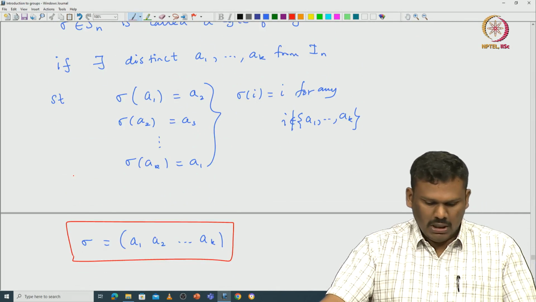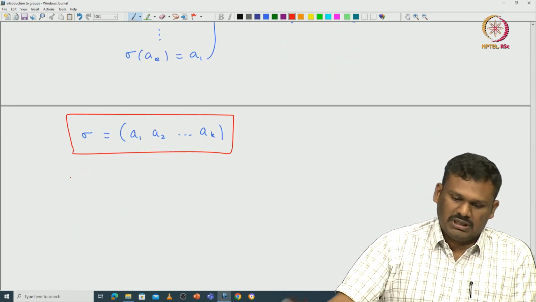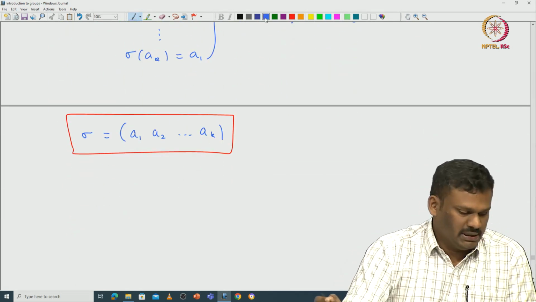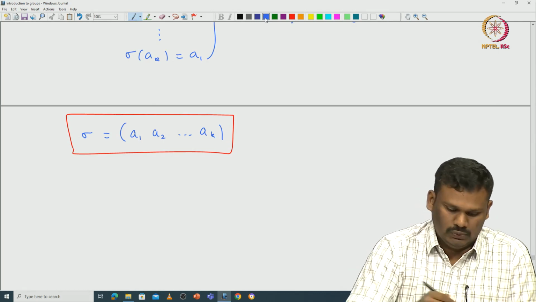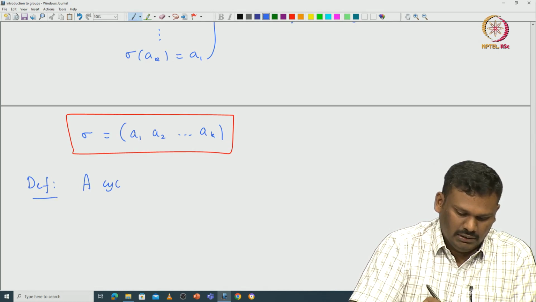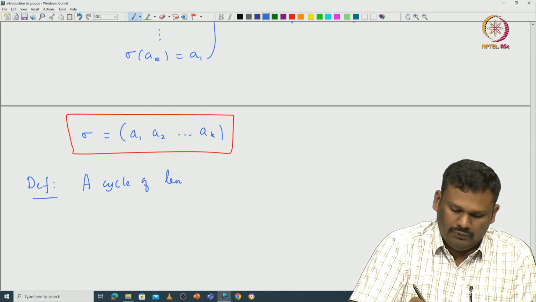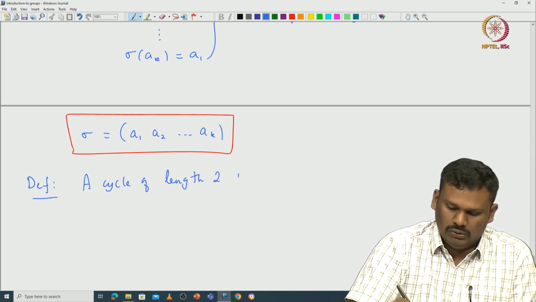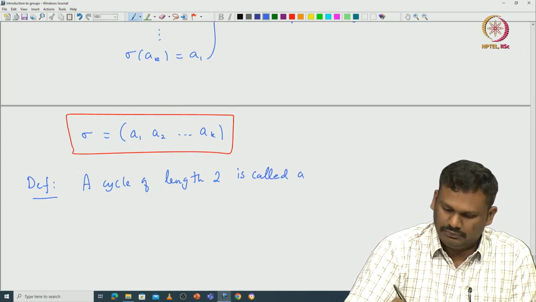Now, what is a transposition? Recall that a transposition is nothing but a cycle of length 2. Here is the definition: a cycle of length 2 is called a transposition.